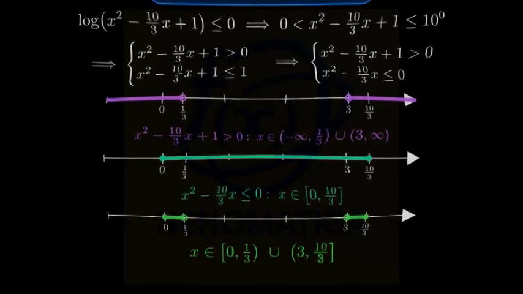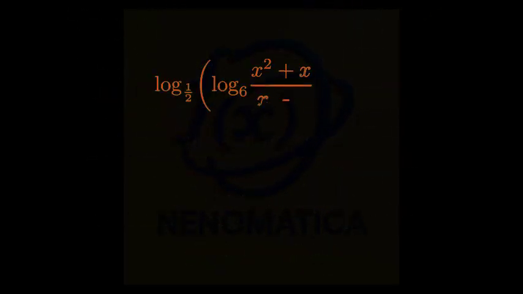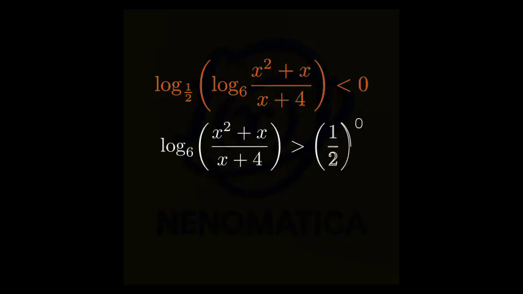Step 8. Here is the problem we will solve exactly as written. The inequality is log base 1/2 of the quantity, log base 6 of the fraction x squared plus x over x plus 4, is less than 0. Step 1. Because the outer logarithm has base 1/2, which is less than 1, the inequality reverses when we convert to exponential form. So the inner expression must be greater than 1/2 raised to the 0.